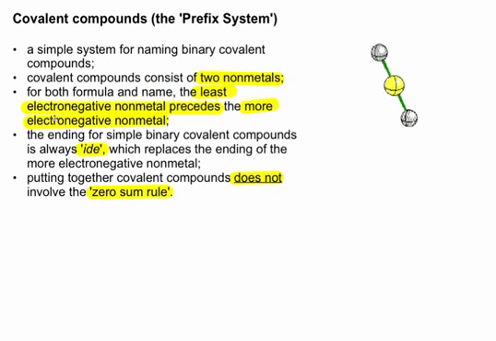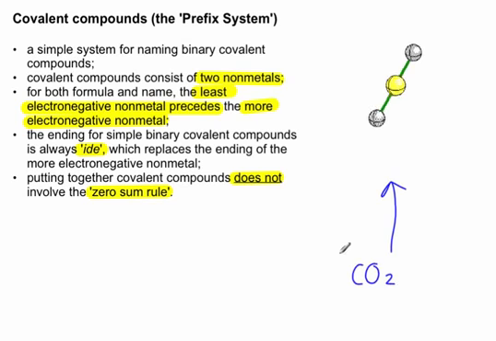So this particular spinning molecule up here could represent something like CO2. And so CO2 is two nonmetals, carbon and oxygen, and they're joined together by a covalent bond. So this is the distinction. This is not ionic, it's covalent.